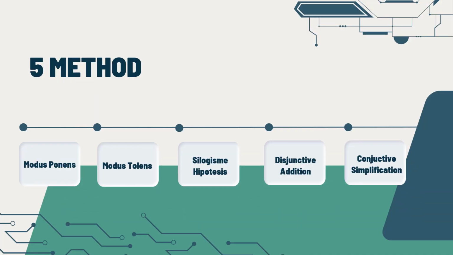There are 5 different types of inference methods, and they are modus ponens, modus tollens, the syllogism hypothesis, the disjunctive addition, and the conjunctive simplification. So the first one I'm going to be taking you through is the modus ponens.